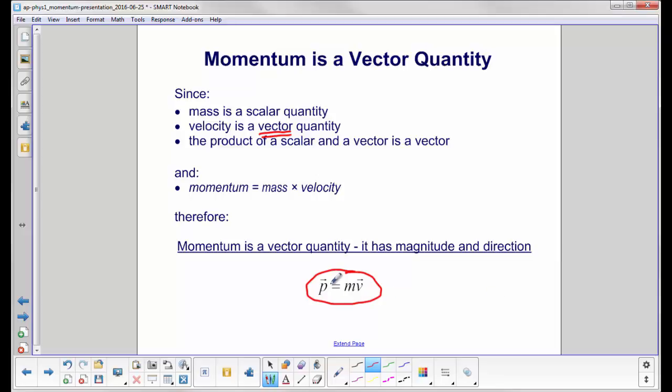So we will write it with an arrow over its head. See, there's the P with the arrow. There's velocity with an arrow. Momentum is mv, where momentum and velocity are both vectors.